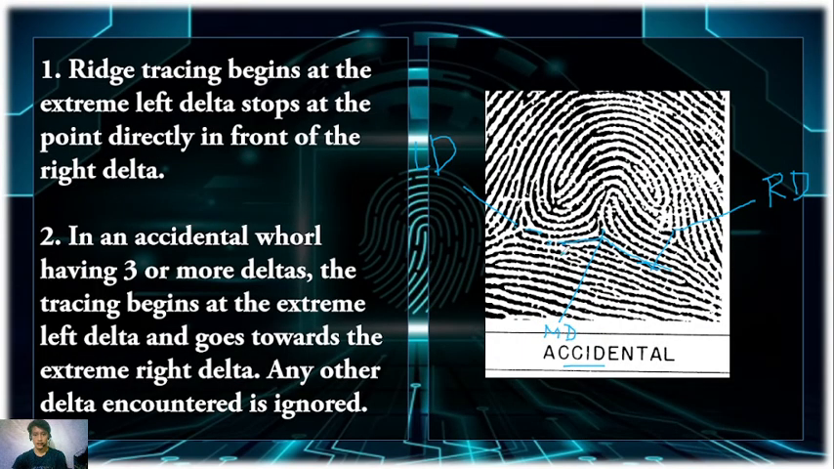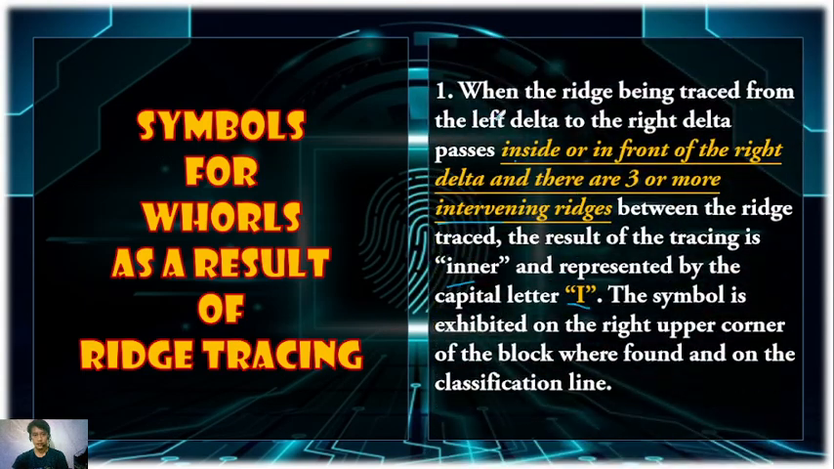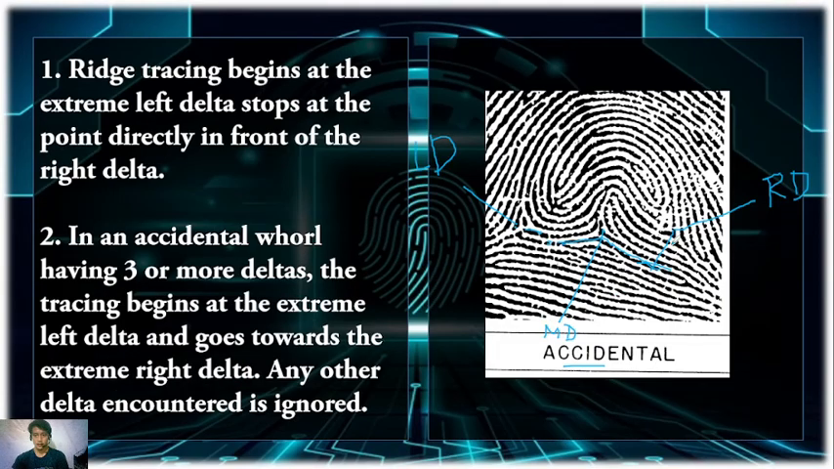Okay, so gamitin natin dito as an example. Sabi natin kanina, kapag inner, dapat sa taas, it should be inside or in front of the right delta. So in this situation, let's try to use this as an example. Dito tayo nag-end. This is the nearest point to the right delta. So dito tayo magbibilang ng intervening ridges.